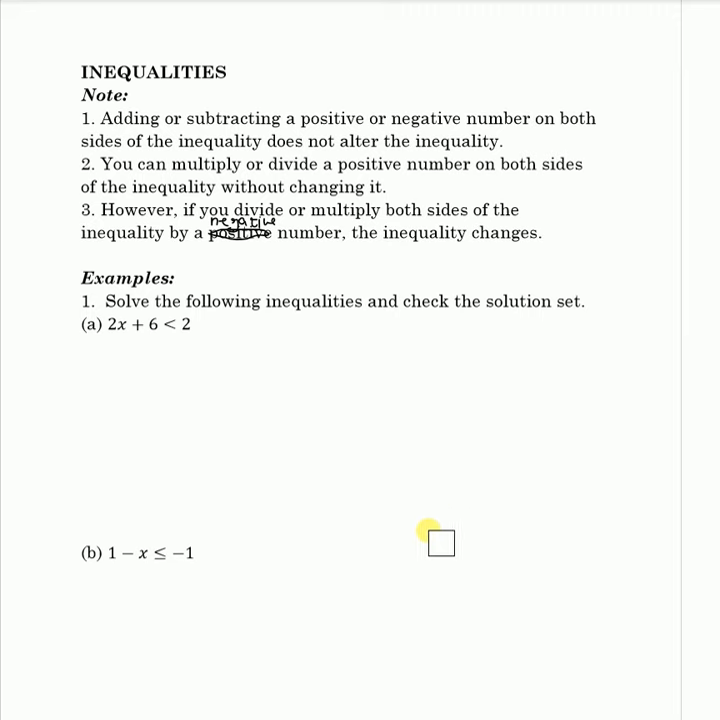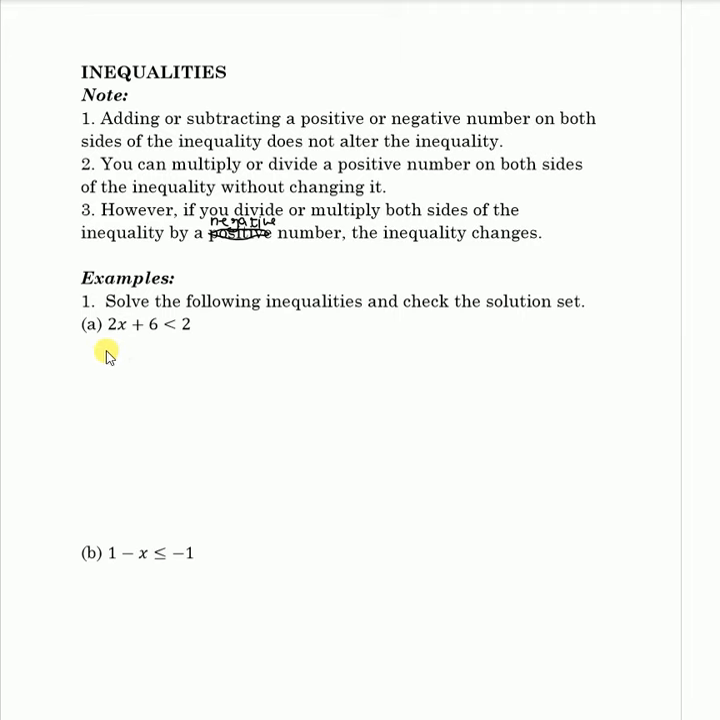Each example will have its own requirements. And when a requirement comes that you are supposed to divide by a negative number or multiply by a negative number, you have got to change the inequality accordingly. So we have the first example. It says solve the following inequalities and check the solution set.